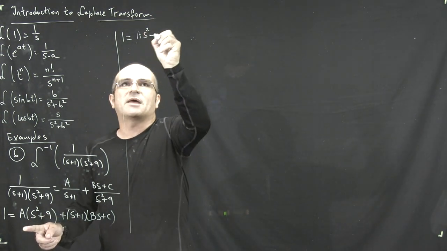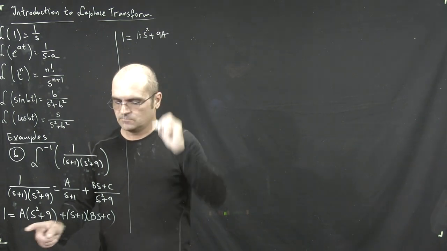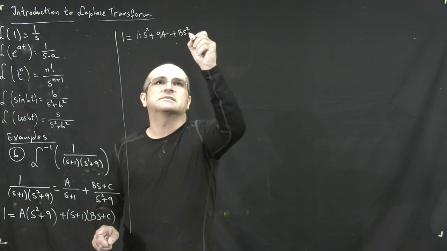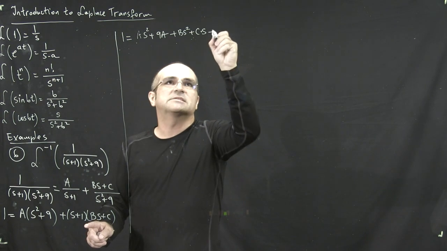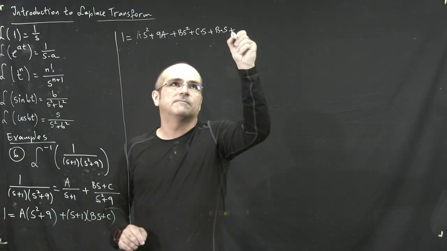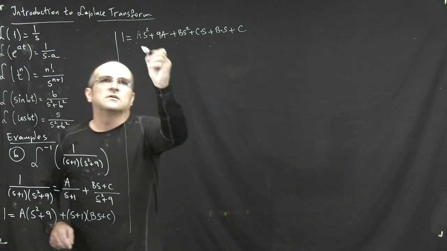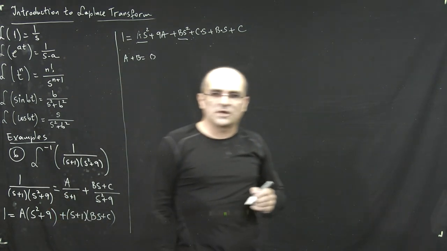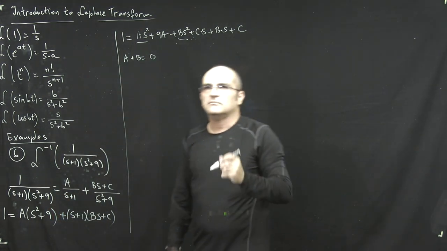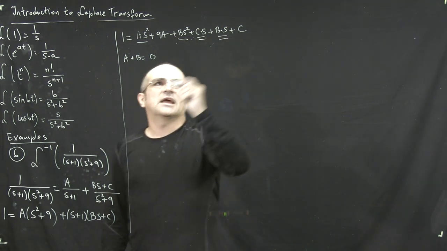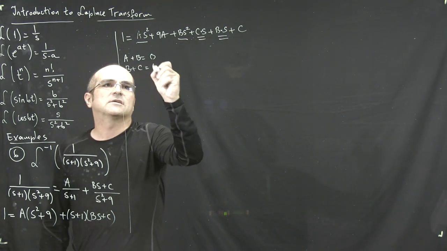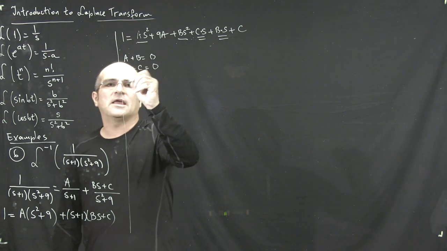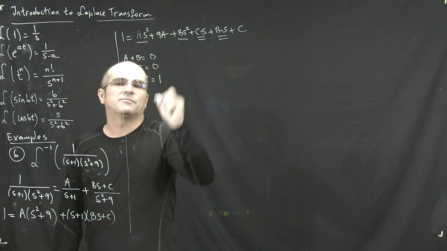So let's expand those parentheses first. If I expand, this becomes bs squared plus cs plus bs and then plus c, and the terms with s squared combine into a plus b. There's no s squared on the left, that means this should be 0. The terms with s combine into b plus c. Again, it's 0 because there's no s on the left. And finally, the constant is 9a plus c, which is 1.